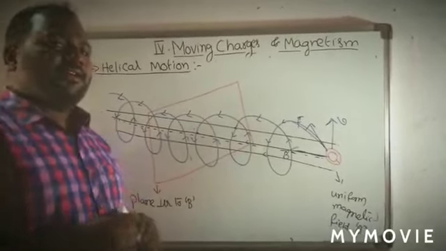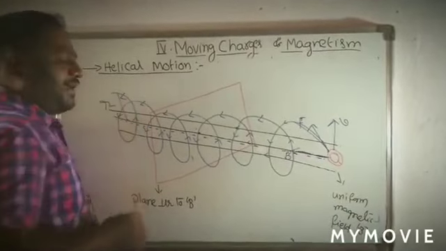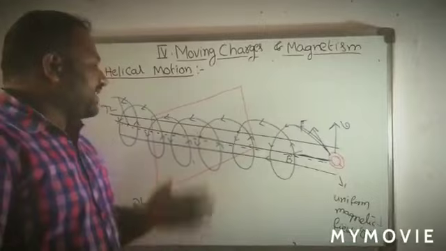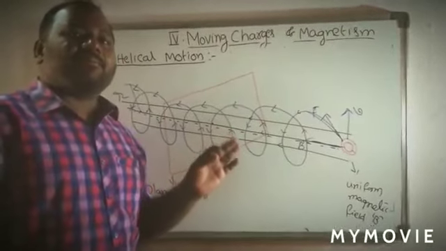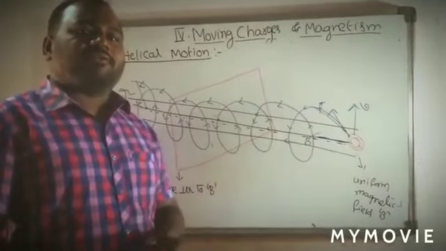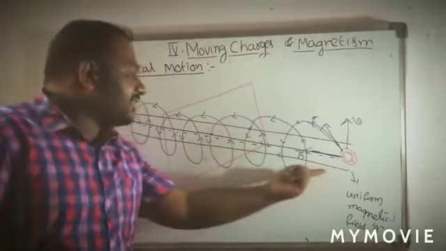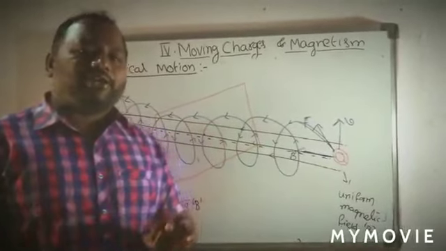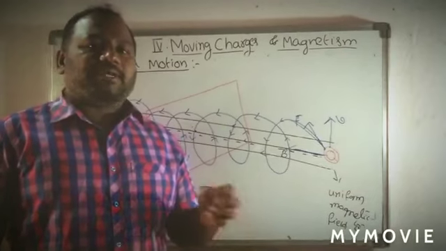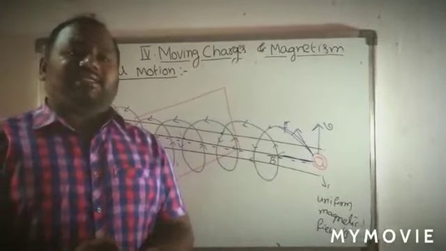In the next session, we are going to derive the radius of this helical path, the frequency of this helical path, the time period of the helical path, and after that the distance traveled by the charged particle in the magnetic field. So we are going to derive some terms related to the helical path in the next session.